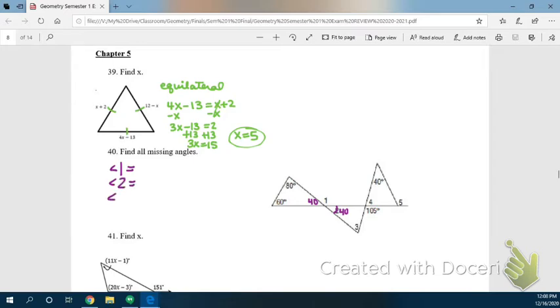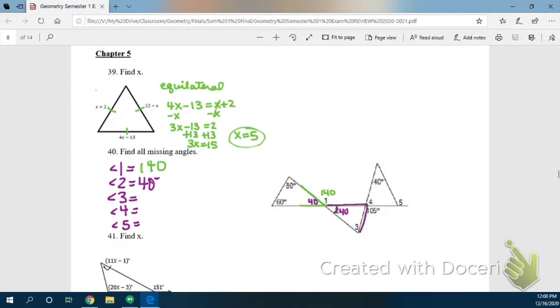But you're going to have to find a lot more than that to help you get there. We did just find angle 2. I know that angle 1 and angle 2 are a linear pair, so angle 1 would add up to 180 with the 40, so that would leave 140 degrees left for angle 1. From here, there's a lot of things that we can do.